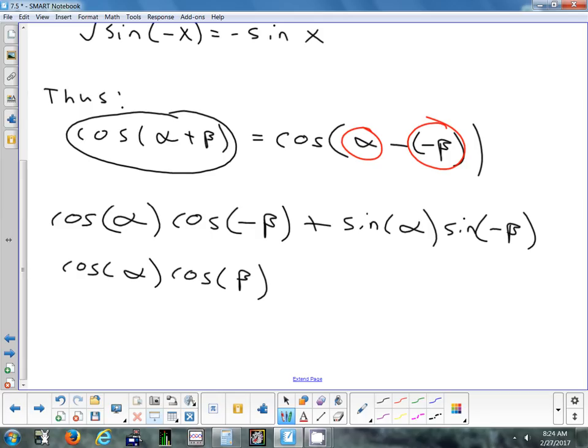Well, the negative in the sine of negative beta is going to go in front, so it would be sine of alpha times negative sine beta. So a positive times a negative is a negative, and we can just write minus sine alpha, sine beta.